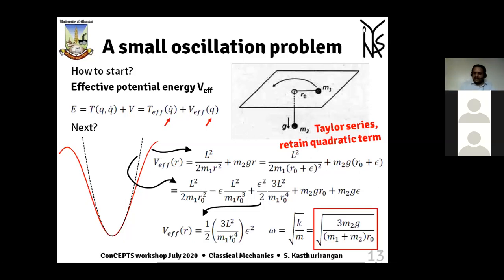So the answer D, which we had guessed to be the correct answer, actually turns out to be the correct answer. The small oscillation problem, the key idea is the one which is given in red. Expand the potential as a Taylor series and retain only the quadratic term. It will lead you to the solution.